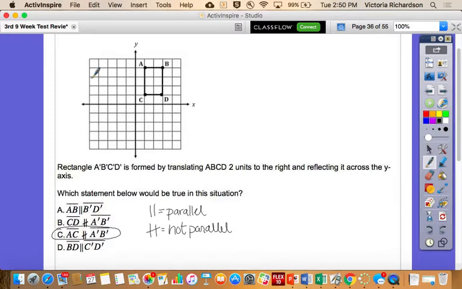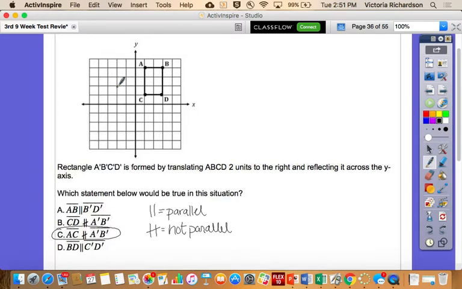So it says AB is parallel to B prime D prime. By the way, the 2 lines up and down mean parallel, and the 2 lines with a line through them mean not parallel. So if I tell you that AB is parallel to BD, these 2 lines are perpendicular to each other, not parallel. CD is not parallel to A prime, B prime. So CD and AB are actually parallel to each other. And even if we translate them to the other side, they would still be parallel.